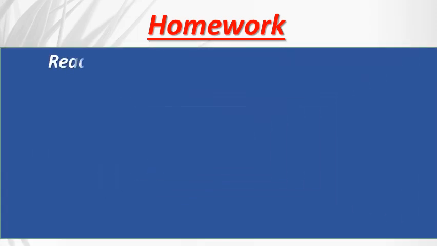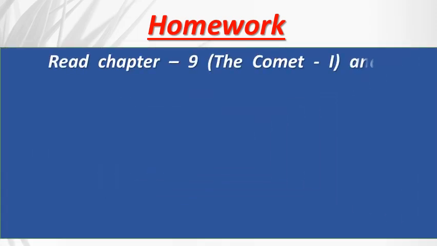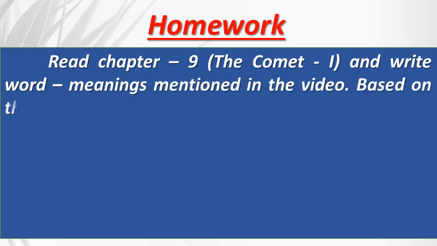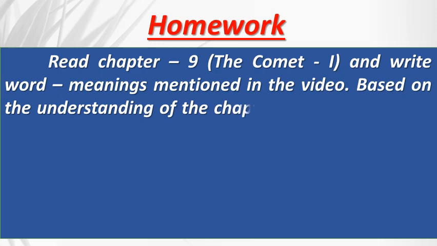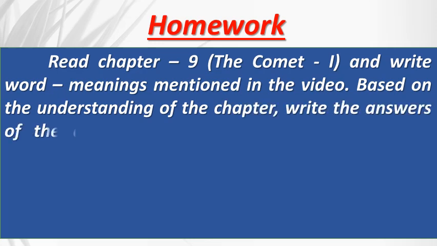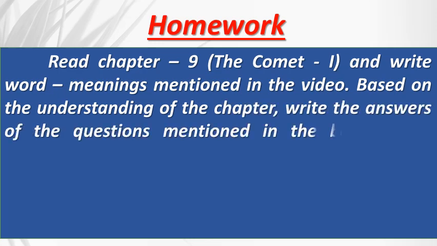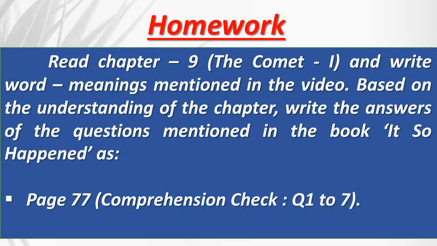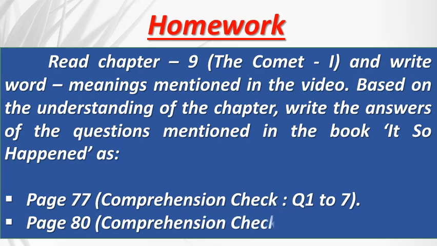As I assigned you homework which was to be done on the basis of your understanding, your homework was to read chapter 9, that is The Comet 1, and write the word meanings mentioned in the video. Based on the understanding of the chapter, write the answers to the questions mentioned in the book. That is page number 77, comprehension check, question number 1 to 7, and page number 80, comprehension check, question number 1 to 4.